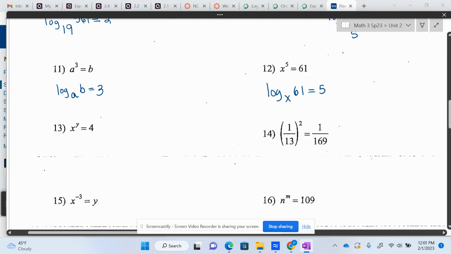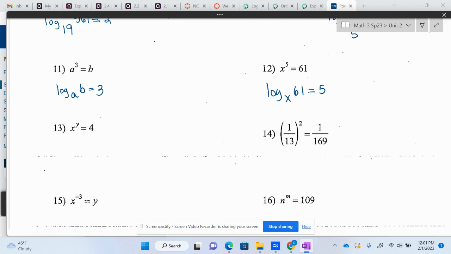Who wants to do number 13? Go. So remember that the exponent is what it equals. So log of, good job. Okay. Number 14. Anyone? So log base 1/13 of, good job.